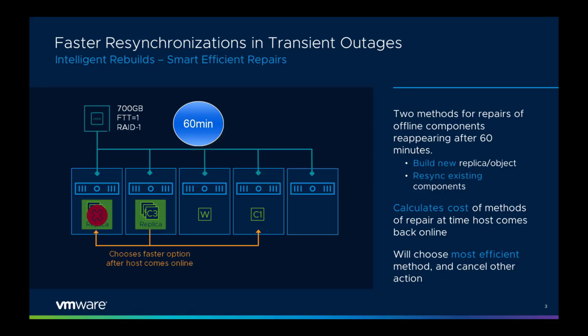This object repair timer helps alleviate unnecessary component repairs and rebuilds caused by planned activities such as maintenance mode, or perhaps a brief interruption in network connectivity. In some circumstances, you may be aware that the maintenance window or a failed object is going to last longer than 60 minutes, in which case you may want to repair the object immediately. Let's take a look at this in vSphere.